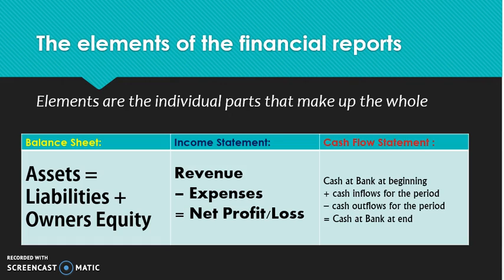elements of financial reports. Obviously, in our income statement, the outcome is a net profit or loss. The cash flow statement, the outcome we are looking for is our cash at end. And so we follow that cash at the beginning plus cash inflows less cash outflows is cash at the bank at the end.